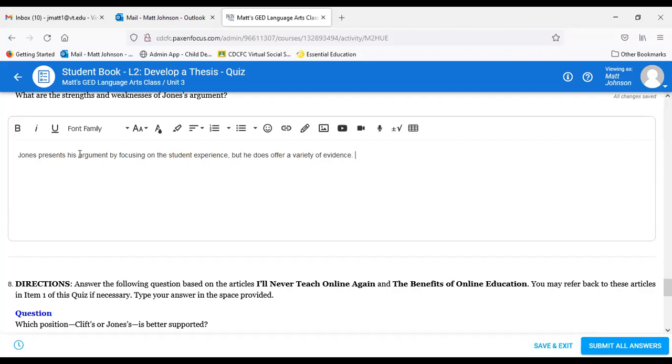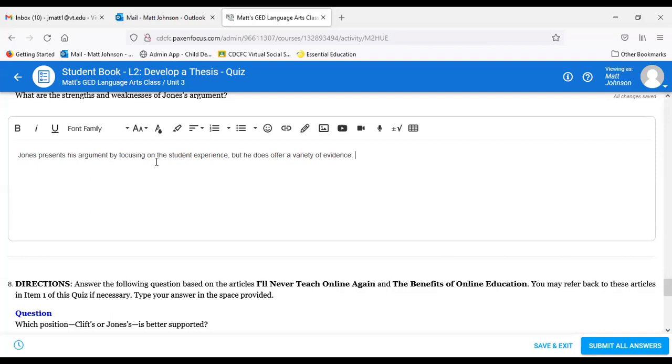And you would then go on to say, Cliff, however, has a compelling argument based on personal experience, but she only uses her own personal experiences and anecdotal evidence to address the concerns of online teaching with no viewpoint from the students. Something like that. That's how you would wind that into your writing response.